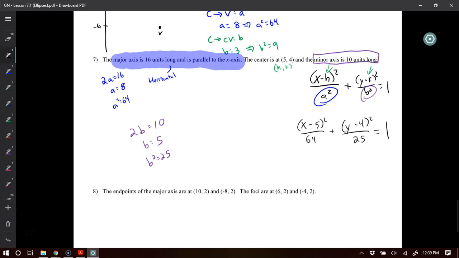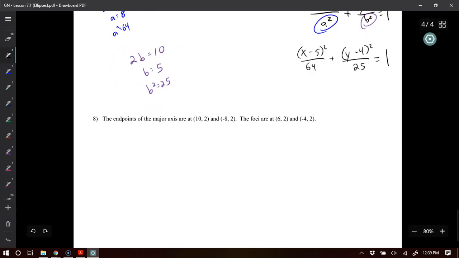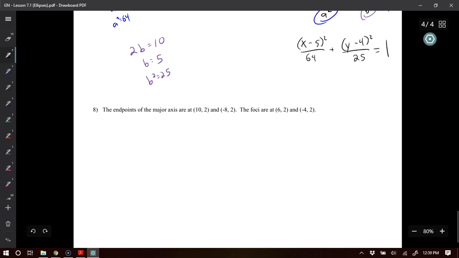Use the formulas, figure them out, help them out. The endpoints of the major axis are at 10, 2 and negative 8, 2. And the foci are at 6, 2 and negative 4, 2. Well, you know what? I'm going to draw a picture. I really strongly believe in visualizing what you're working with. Here is my picture. The endpoints of the major axis are at 10, 2 and negative 8, 2. Again, scale doesn't matter. Endpoints of the major axis are vertices. So these are my vertices.